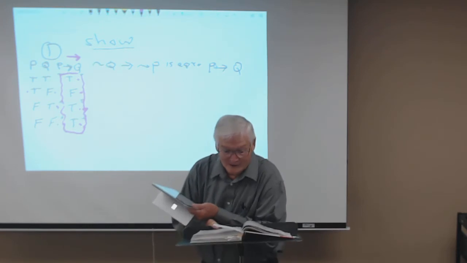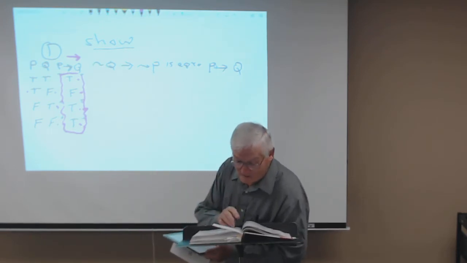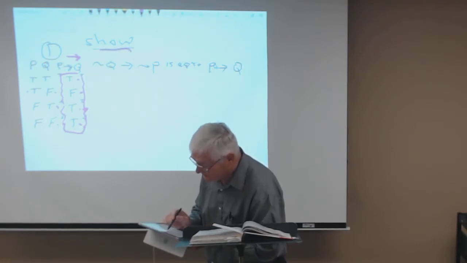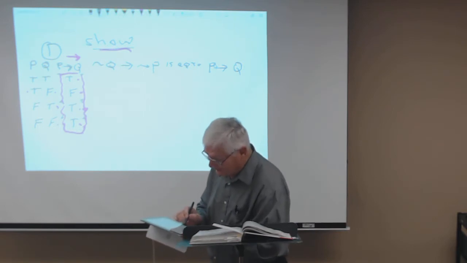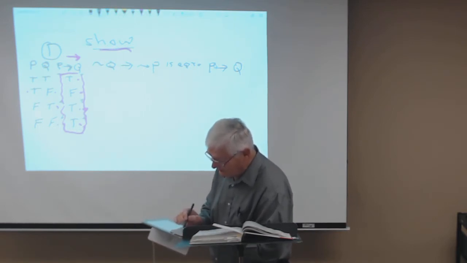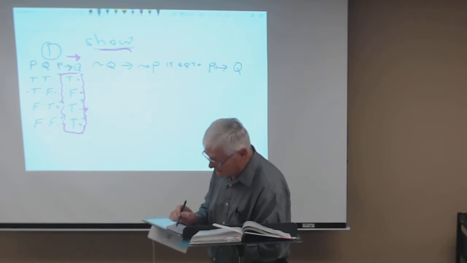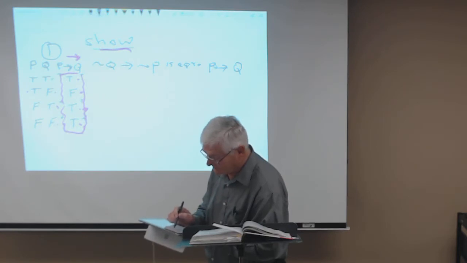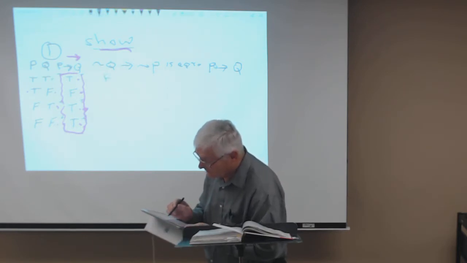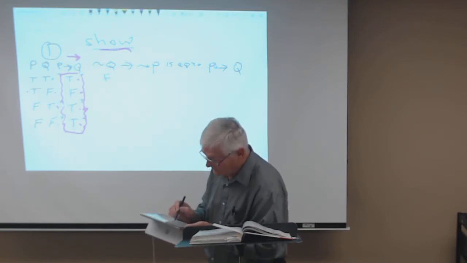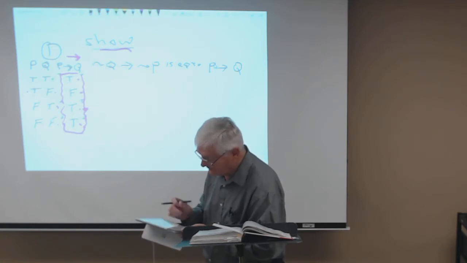Okay? So now, number one, show that the statement, I'm going to show this. Change back to the black one again. If Q, no, let's go to green. If Q is true, what's not Q? False. I said I was going to green. There. If Q is true, what's not Q? Erase this and put false there. False.